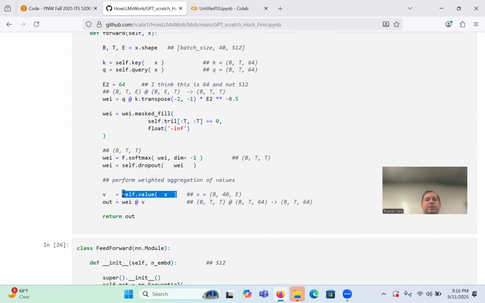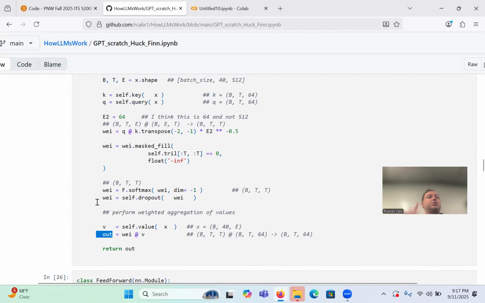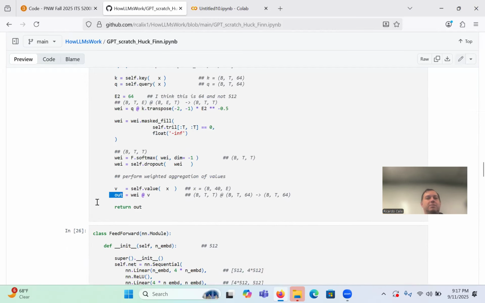Do you see that? And then over here, guess what? X goes into value to produce V. And then you take that one, matrix multiplies with V to produce out. Do you see how that's pretty much what we just did? Except that my version was a little bit more simplified, right? This is the actual complete code, but you can see the elements of it. So that's just the attention mechanism.